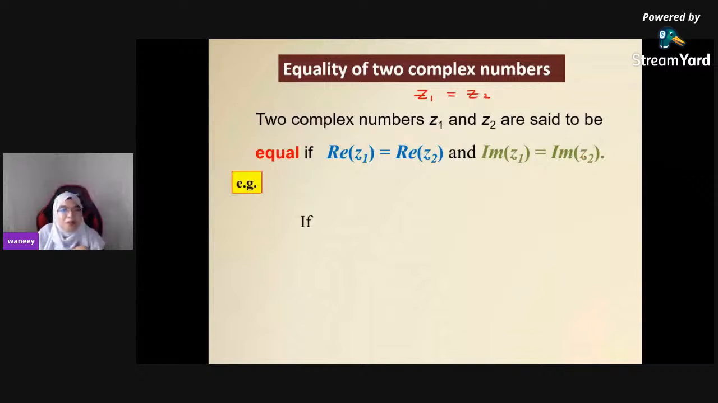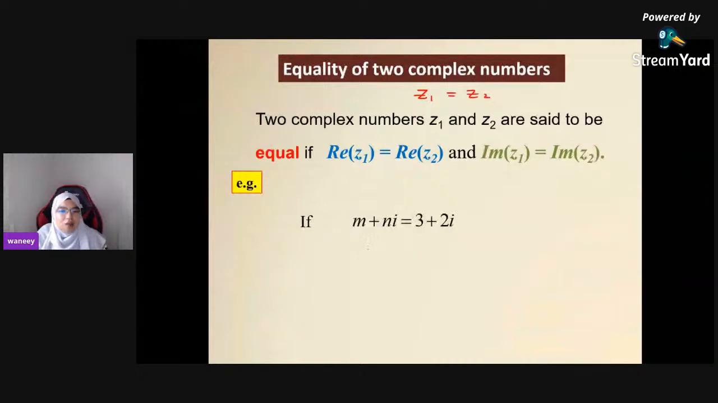Okay, so for example, let's say we are given m plus ni is equal to 3 plus 2i. Since we have this equal sign over here, that means the real part on the left hand side should be equal to the real part on the right hand side, and the imaginary part on the left equal to the imaginary part on the right hand side.